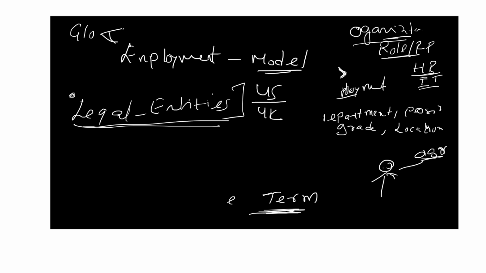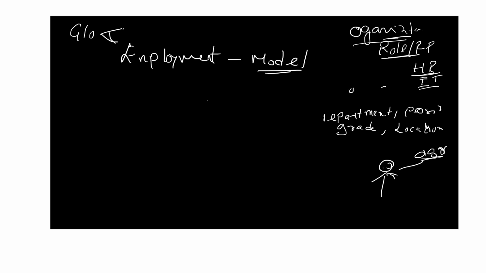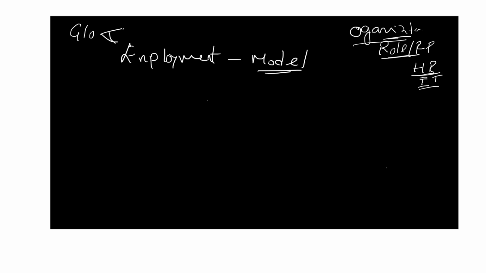Assignment means where I am working: the department, the location, the position. A work relationship will be there. Any employee working in an organization should have a work relationship. And the third is the employment term. Employment terms means that if I am working in two different or more than two legal entities, yes, it can go to more than two legal entities as well, then it will be known as my employment term.